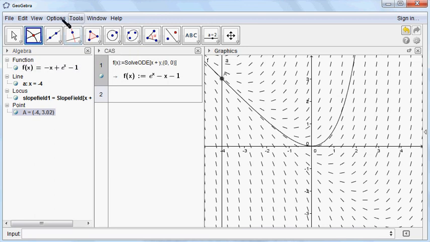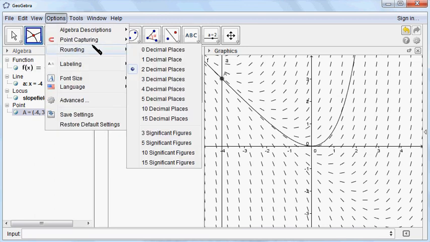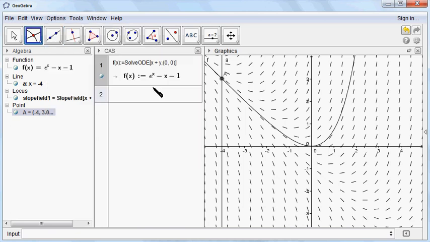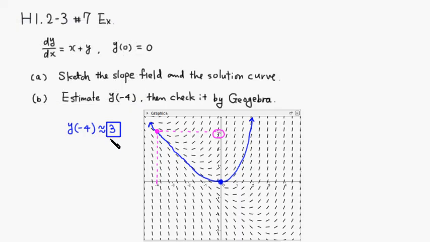Actually, I'm going to go to options and rounding if you want to see more decimal points. And you can see that here it's -4, and the corresponding value is 3.0183, right? So the exact value would be 3.0183 and so on, but our estimate, remember, was around 3, which is pretty darn close. So I would say that's a pretty good estimate there.